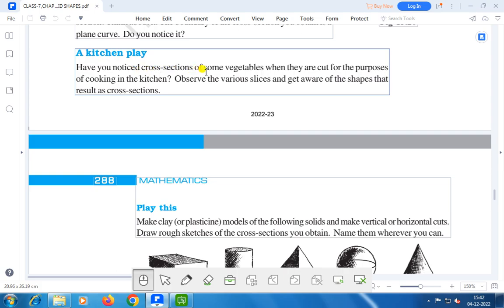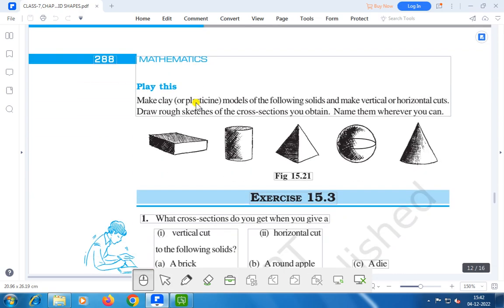Have you noticed cross sections of some vegetables when they are cut for the purpose of cooking in the kitchen? Observe the various slices and become aware of the shapes that result as cross sections. Play this. Make clay or plasticine models of the following solids and make vertical or horizontal cuts. Draw rough sketches of the cross section you obtain. Name them whenever you can.